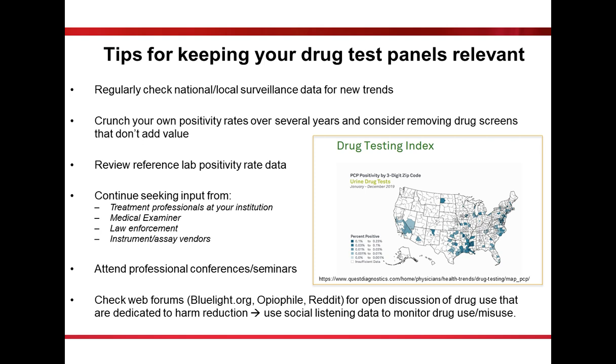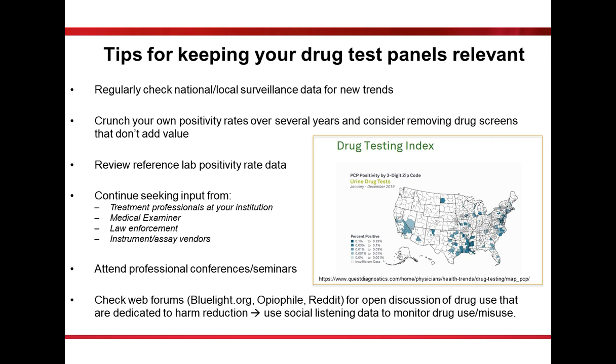You can review reference lab positivity data to see what they're seeing in your area and see if that aligns with what you're seeing. This might be particularly helpful if you're a smaller lab that doesn't have a very high drug testing volume. The image on the right is from Quest Diagnostics, showing the PCP positivity rates based on zip code. It's very hard to see here, but it does show the pockets of cities in Ohio where PCP is still being used, which correlates to what our clinical toxicologist was also mentioning.